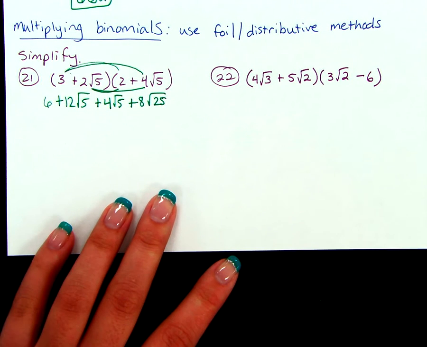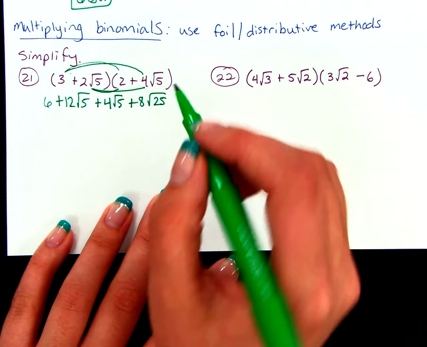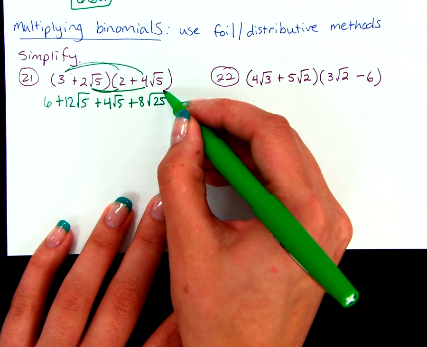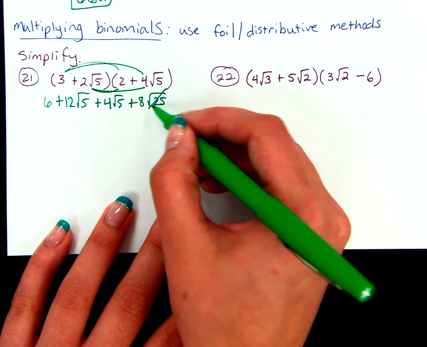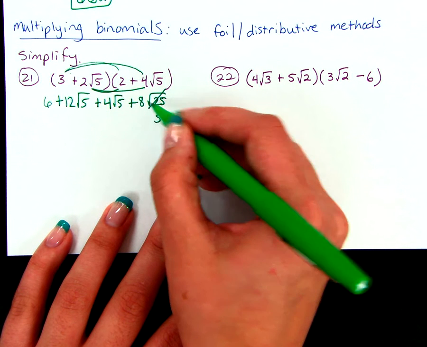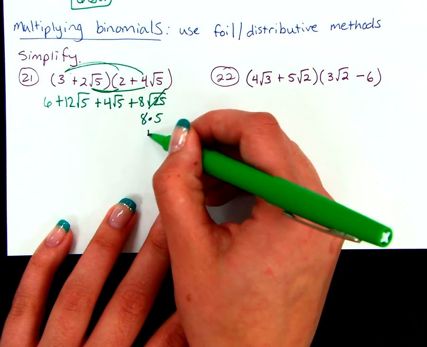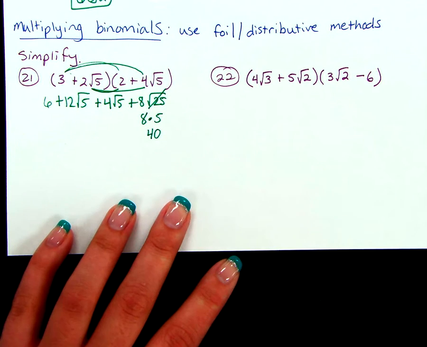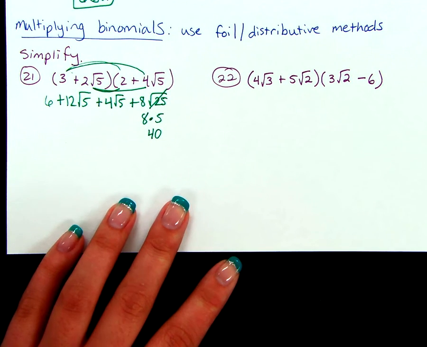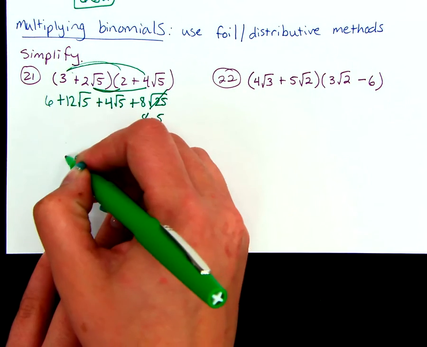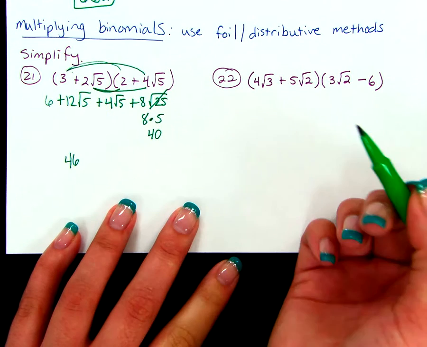And now we're going to simplify and combine like terms. So let's start with simplifying our radical. So we know that the square root of 25 is 5, and it's multiplication. So this is really asking us to take 8 times 5, which will then simplify to be 40. So now our like terms would be 6 and 40, so that's 46 if we combine them.